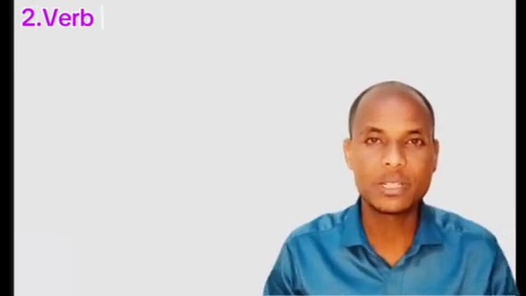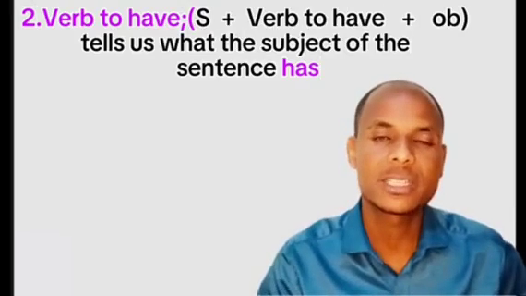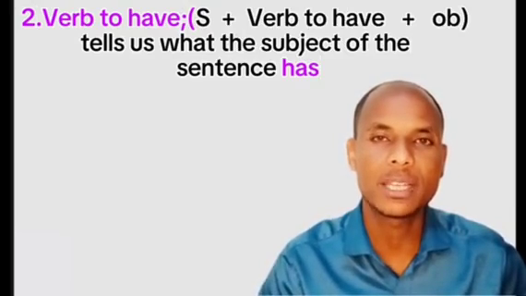Okay, just coming up to the next one. It is verb to have. Verb to have is structured as subject plus verb of have plus object.